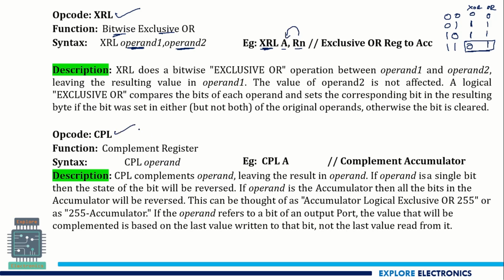Then we have CPL. This is complement. It will do a complement of the operand we are going to use here. CPL A means A is a register which will be containing some value. Complement of that means it will do ones complement, we can say. Ones complement means, 11001010 is the content present in A. After CPL A is executed, it becomes exactly the reverse of that value, the complement of that value. This is ones complement.